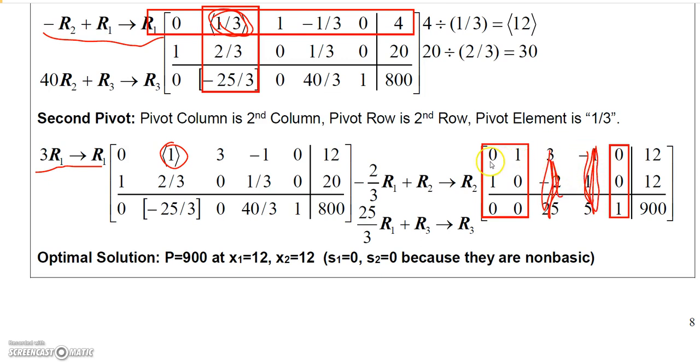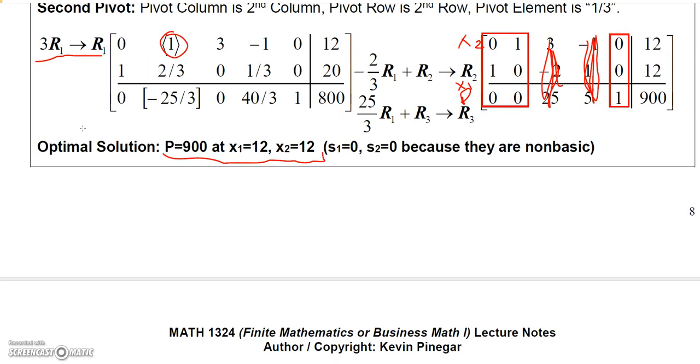And now the first row actually identifies x2. So x2 is the basic variable identified with this row, so x2 is 12. The second row identifies x1. I really don't have room to write that, but it's x1, and it identifies as 12. And the third row is for p, and p is identified as 900. So my optimal solution is p would be 900 when x1 is 12 and x2 is 12, and then s1 and s2 are 0 because they are non-basic. So that's the optimal solution for that problem.